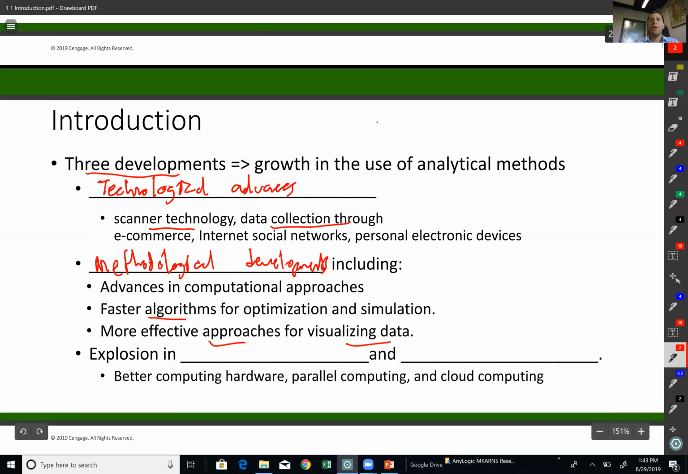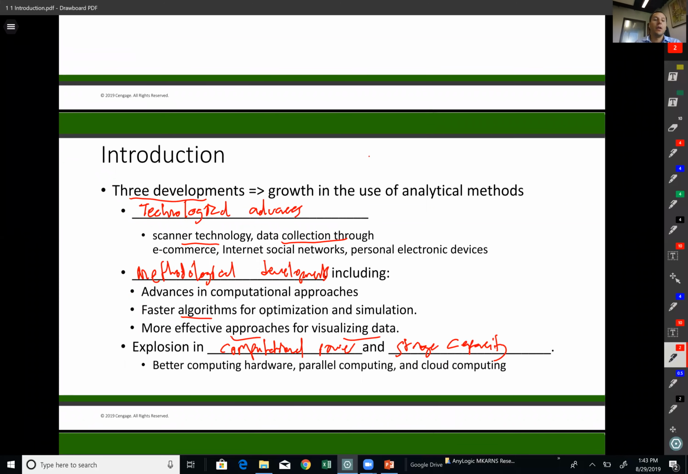And also, we observe an explosion in computational power and data storage capability. With technology now, Google Drive, OneDrive, Dropbox, we can put terabytes of data, and it's even free this year. It's free for students, so you can store data and access data, and the computers are much faster than before.